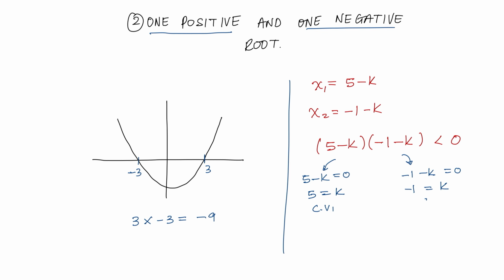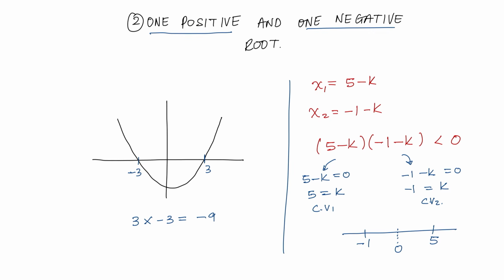So now that we have our two critical values, we can set these on a number line. We have 5 on one end, we have negative 1 there. Now when we test, all we need to do is substitute a value in. Let's substitute 0. 0 lies somewhere here.